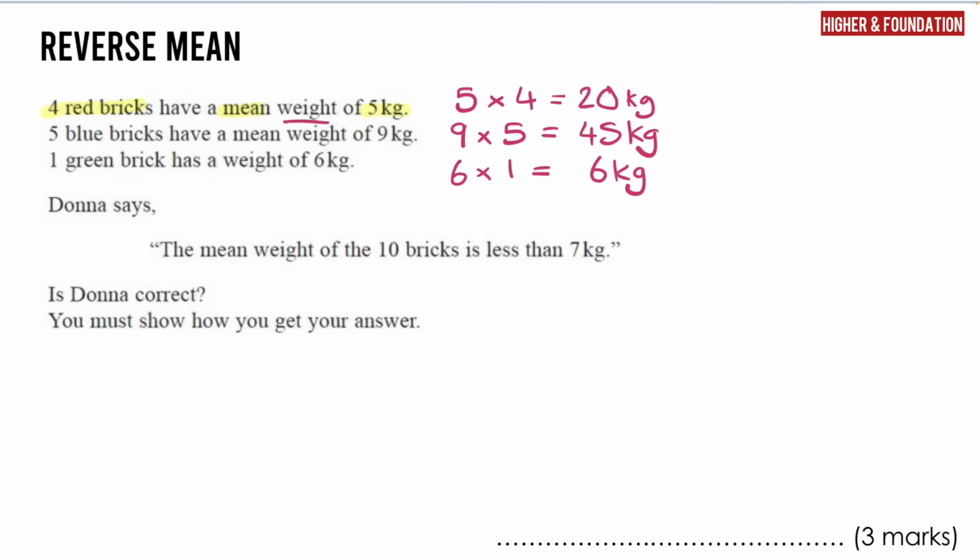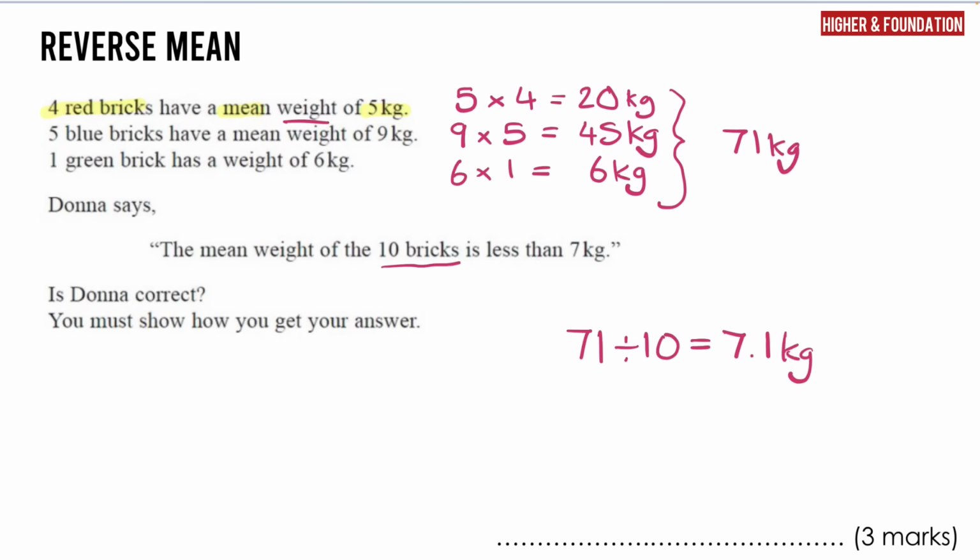Now, it says Donna says the mean weight of the 10 bricks is less than 7. Is Donna correct? Well, we can see if Donna's correct because if we add all of these together, so 20 plus 45 plus 6, that gives us a total of 71 kilograms. We already know that there's 10 bricks, but it does say it in the question here. If not, we can just add up the 4, the 5 and the 1. So to work out the mean, 71 divided by 10, which gives us a mean of 7.1 kilograms.